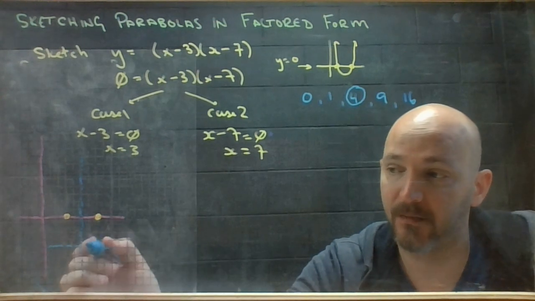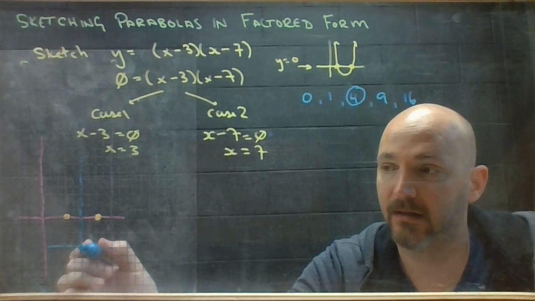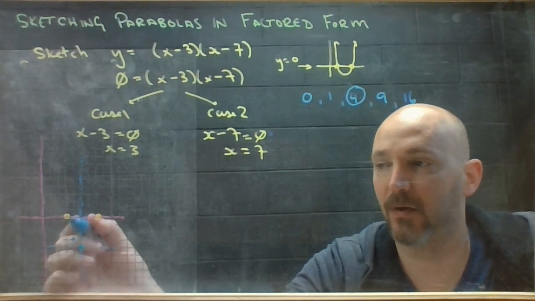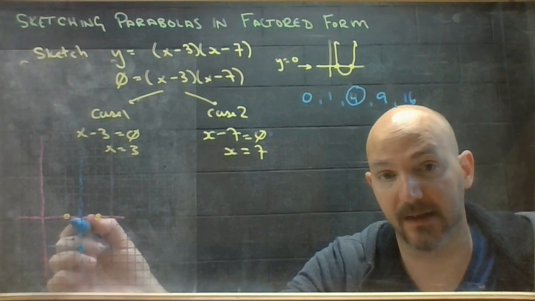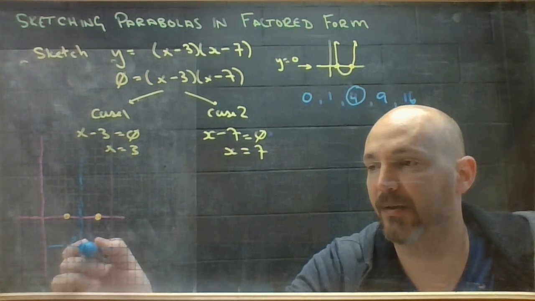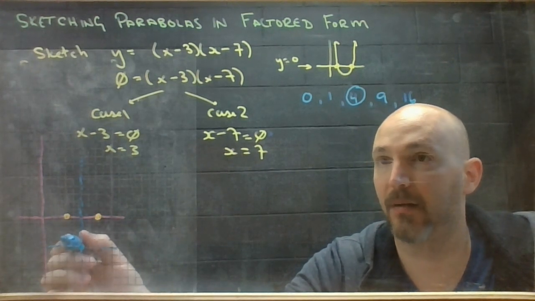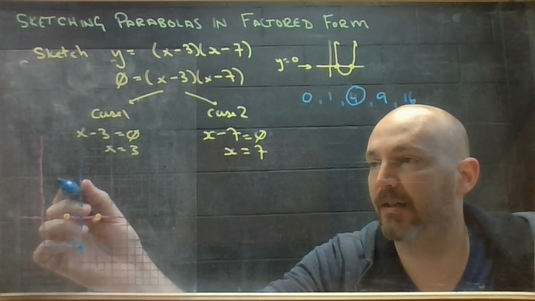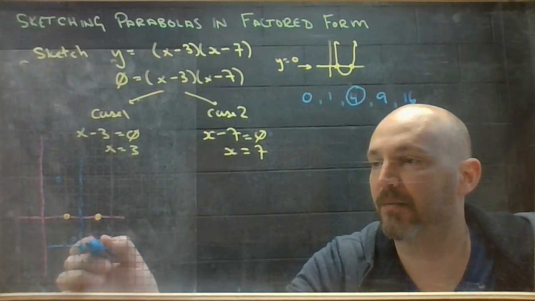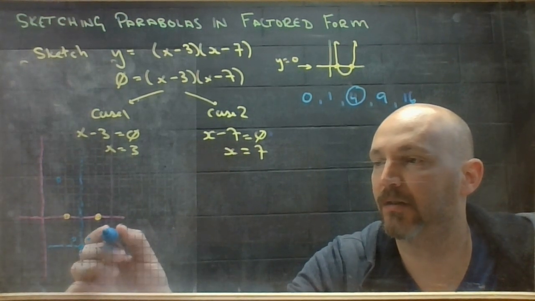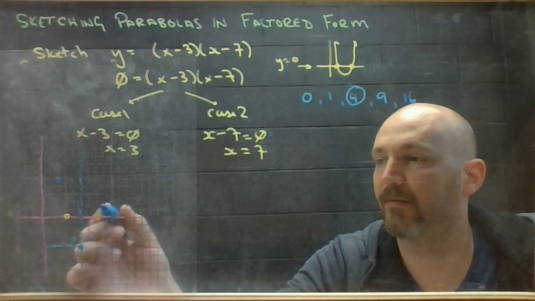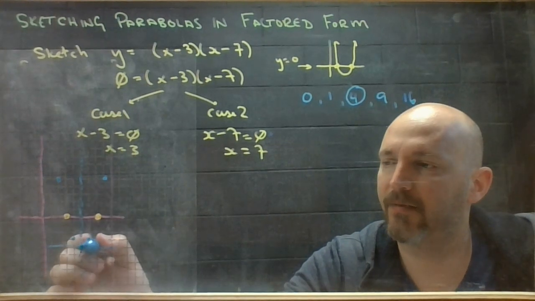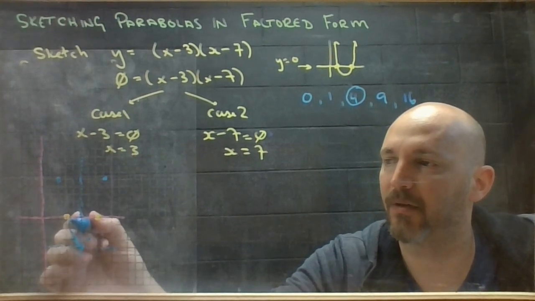Just to confirm, if that is the vertex, take a step, you have a dot. Take 2 steps, you go up 4. I've hit this x-intercept, which is good. Take 3 steps, 1, 2, 3, up 9, 1, 2, 3, 4, 7, 8, 9. Same thing going the other way. And I have enough to sketch in my parabola.